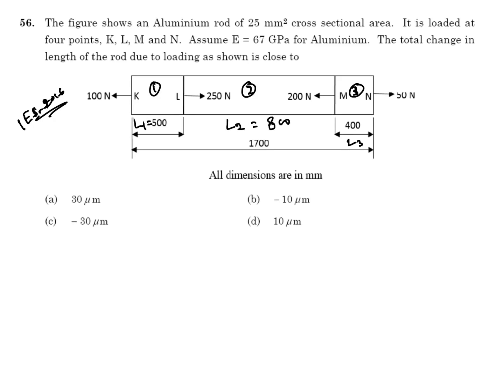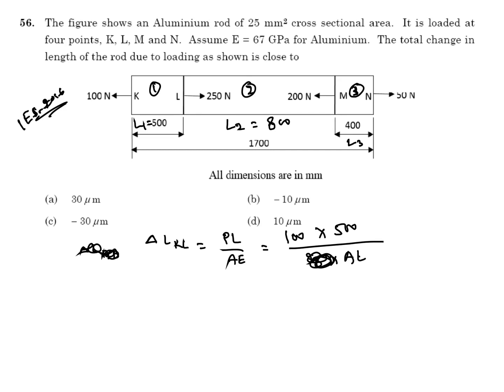So individually we will calculate. For section 1, KL, del L is PL by AE. Formula we have to use. P is 100 Newton, this is tensile, L is 500 divided by area 25 into E is 67 gigapascal. So you keep as it is AE. Then for second section LM, del L is PL by AE. P is 100 Newton minus 250 Newton, you will get minus 150. Minus 150 into length 800 divided by AE.